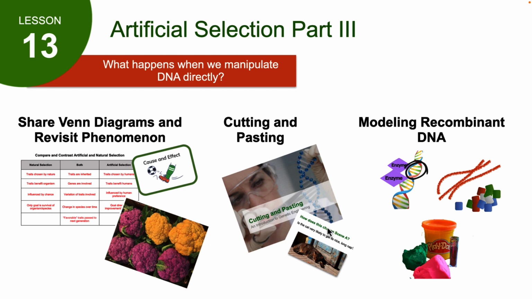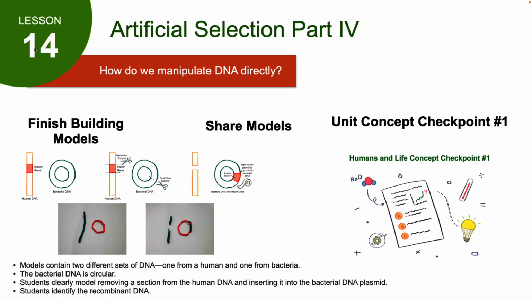Then students participate in the genetic engineering presentation to address the question, what happens when we manipulate DNA directly? Students use the remainder of class to develop a simple physical model of the process of genetically engineering insulin. In Lesson 14, students finish building their models from the previous lesson and then share them with classmates in small groups. As students are working, circulate around and make sure that the models all contain 2 types of DNA, one from the human and one from the bacteria, and that the bacterial DNA is circular, and that they show a process where they remove DNA from the human and place it into the bacteria, like with these pipe cleaners.